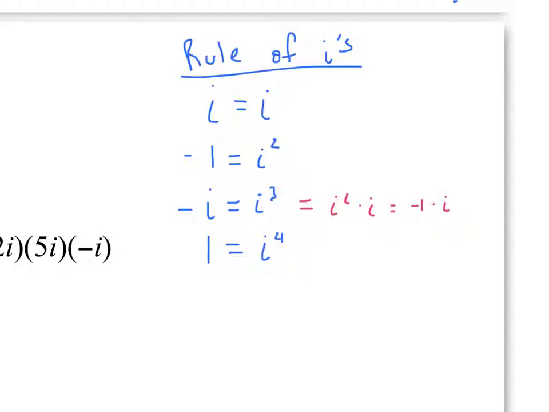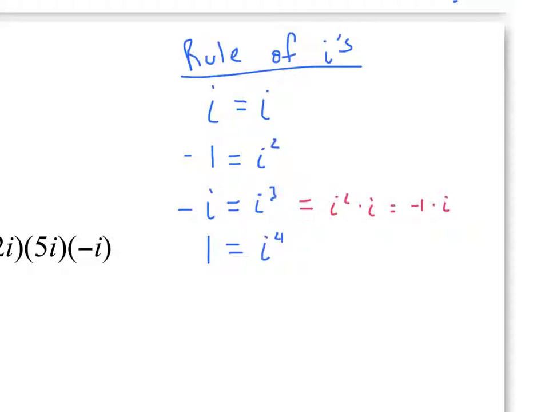So there's our rule of i's. That shows up every once in a while. Obviously, you're going to see an i squared often, but every once in a while, you run into an i cubed or an i to the fourth. And so it's handy to know the pattern so you can go right to the answer as opposed to having to break it down all the time. So there's the rule of i's.